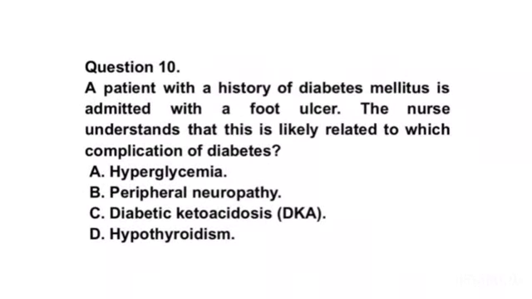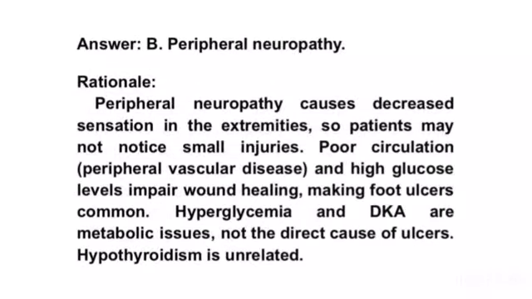Question 10. A patient with a history of diabetes mellitus is admitted with a foot ulcer. The nurse understands that this is likely related to which complication of diabetes? A. Hyperglycemia. B. Peripheral neuropathy. C. Diabetic ketoacidosis, DKA. Or D. Hypothyroidism. Answer B. Peripheral neuropathy.